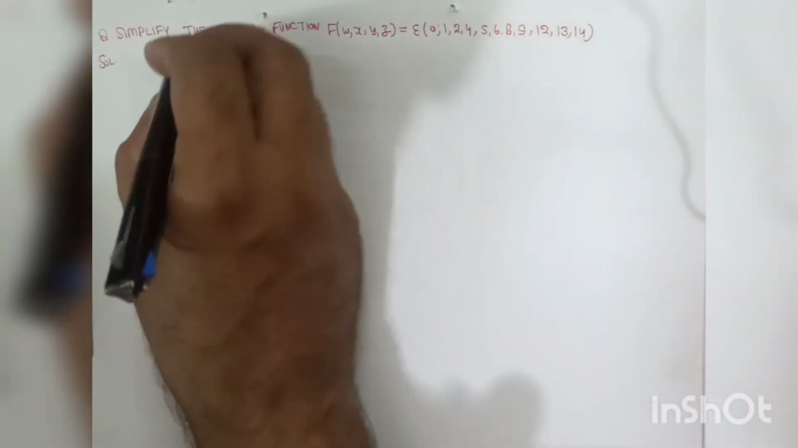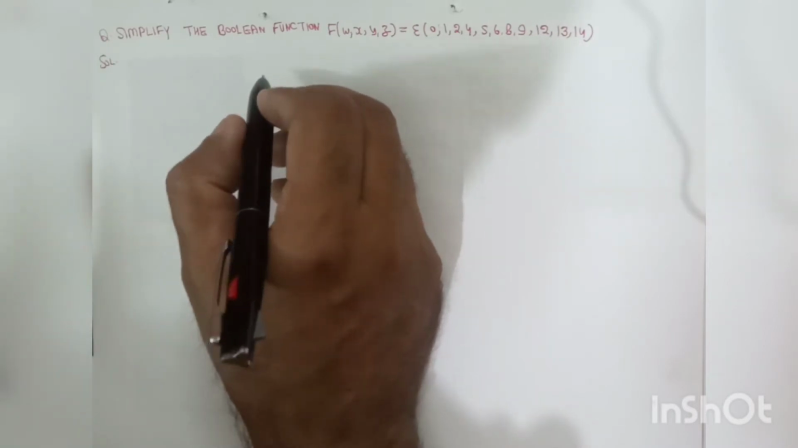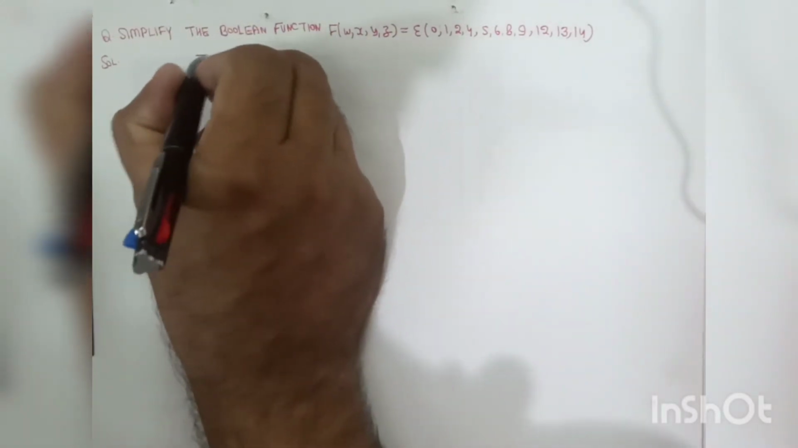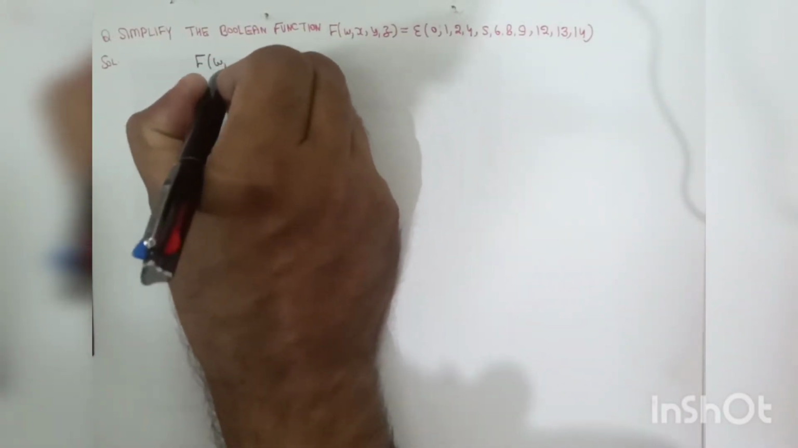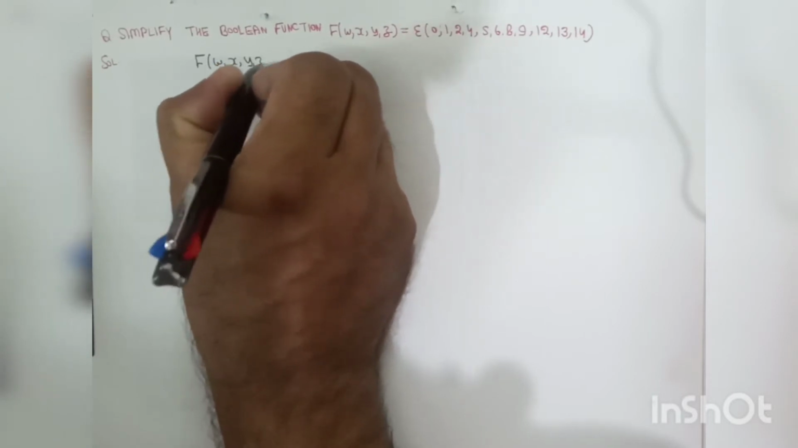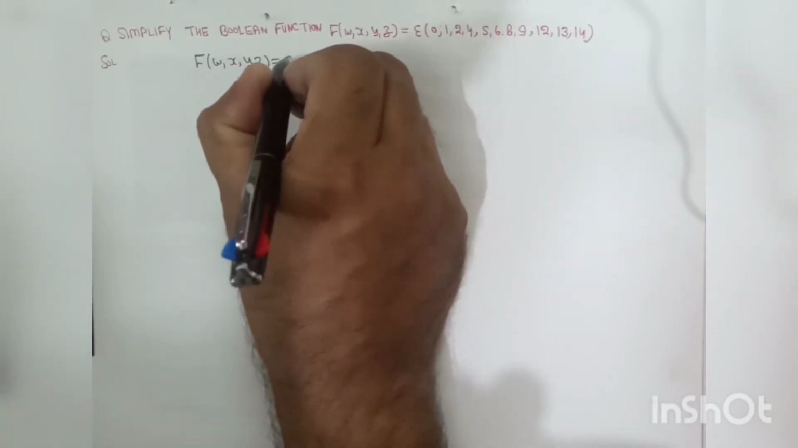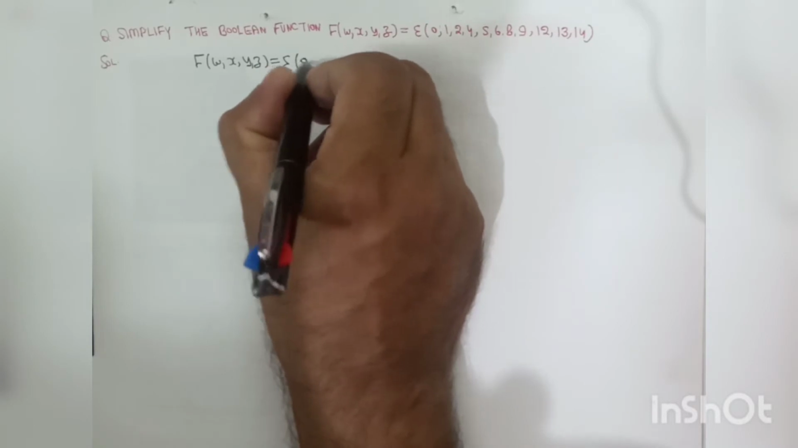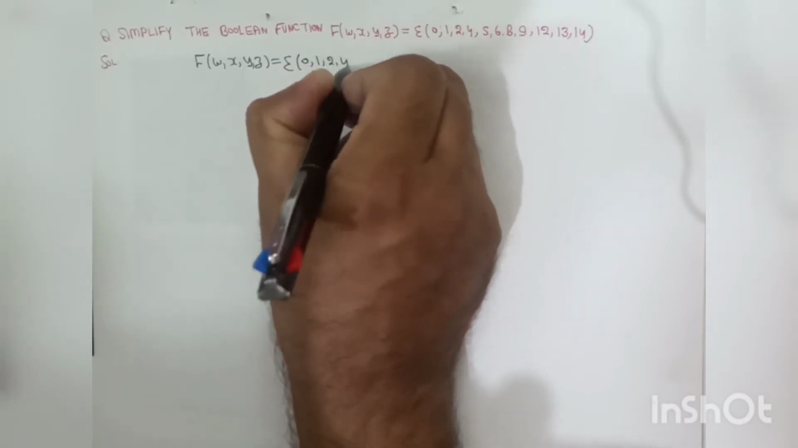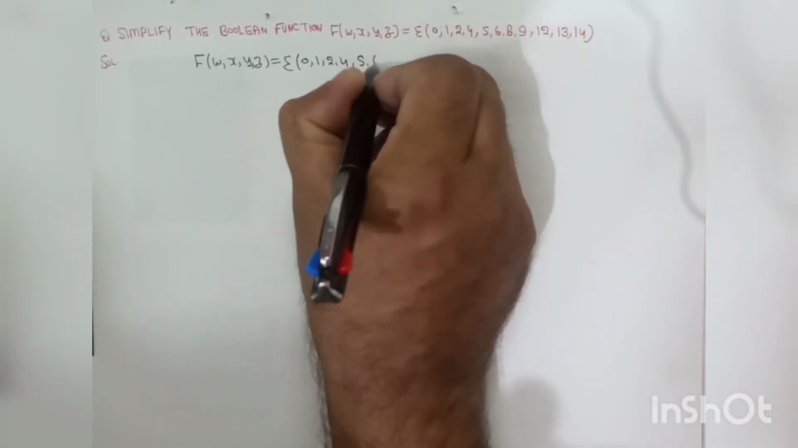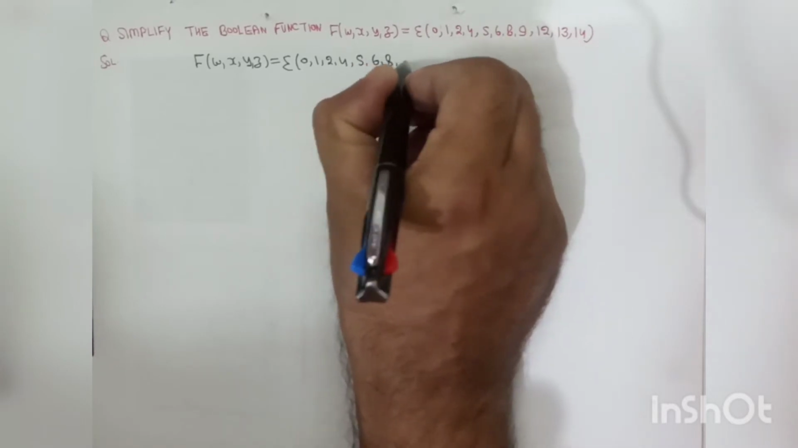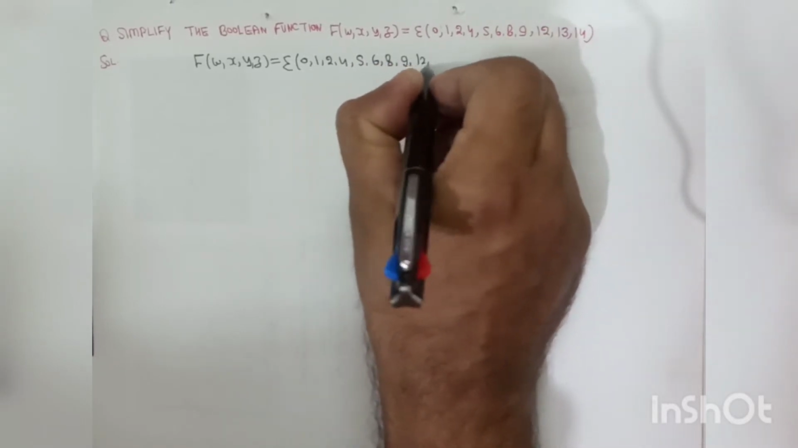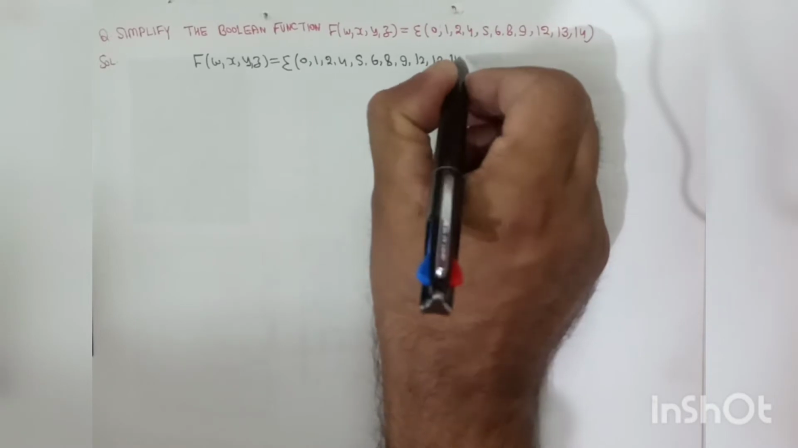Hello, it is a question related to K-map. We have to simplify the given Boolean function. The given Boolean function is f(w, x, y, z) = sigma 0, 1, 2, 4, 5, 6, 8, 9, 12, 13, 14.